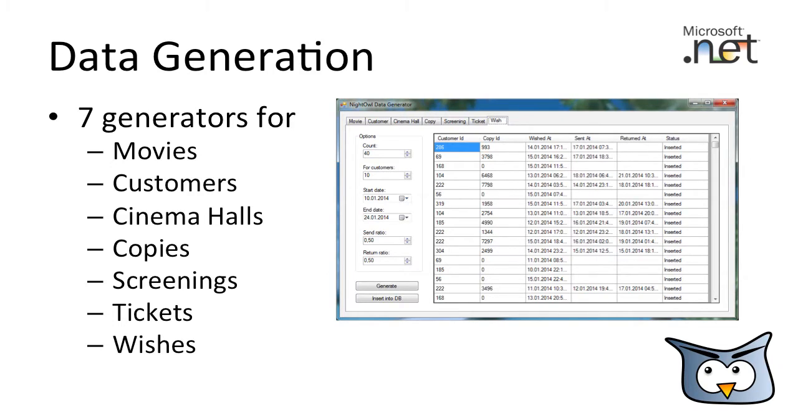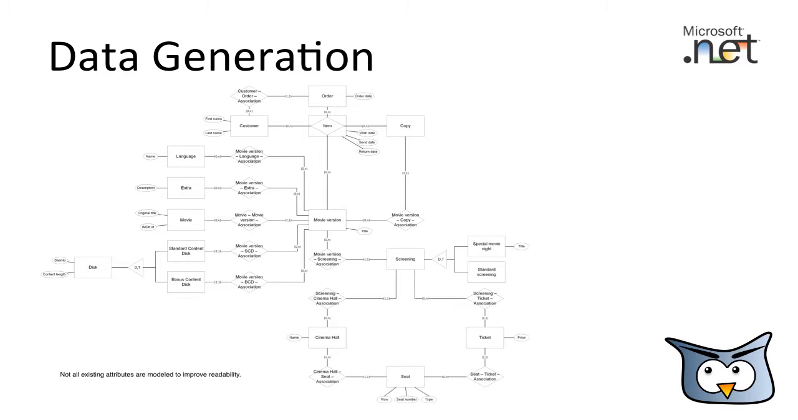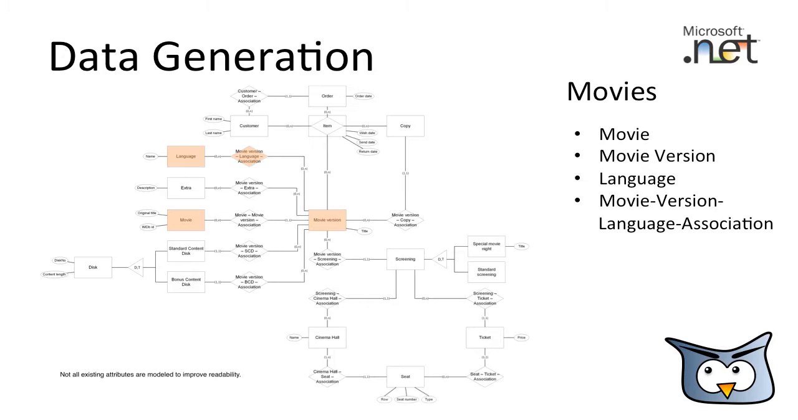Despite the amount of wishes, a number of randomly chosen customers and a date range can be set. Also, ratios of sent and returned copies can be specified. The movie generator affects 4 tables: movie, movie version, language, and the movie version language association.